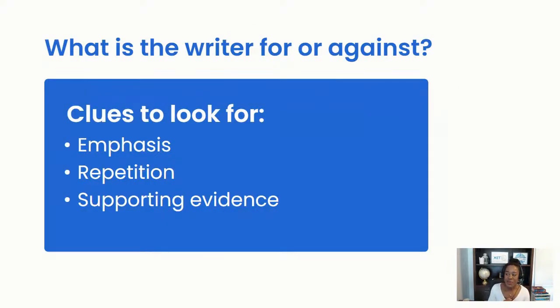And in trying to understand what they're for or against, this goes back to just being aware of the structure of the text a little bit. So you might see that they're saying something to emphasize their point. They might be emphasizing it by repeating it in a slightly different way, or they might bring up supporting evidence.